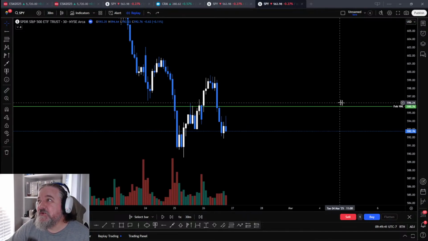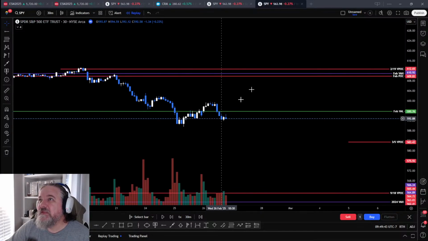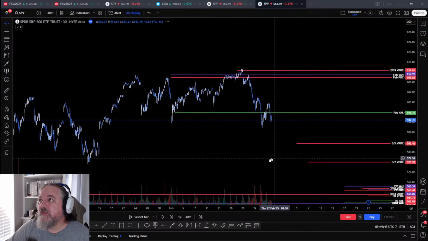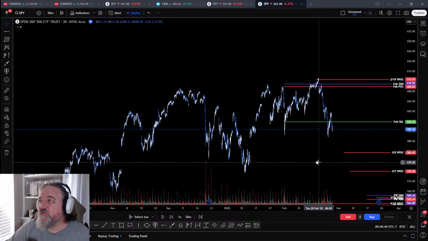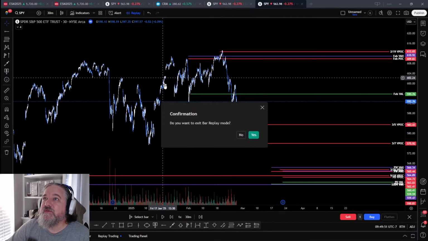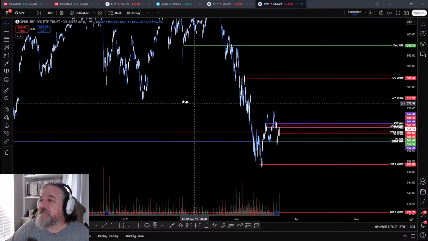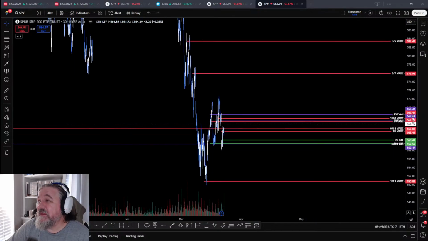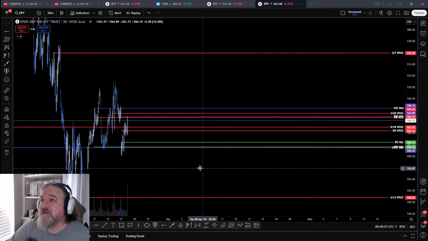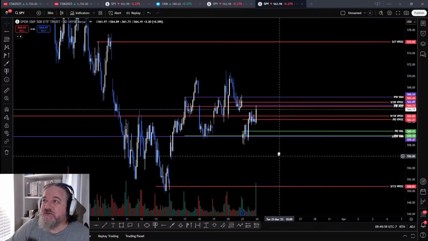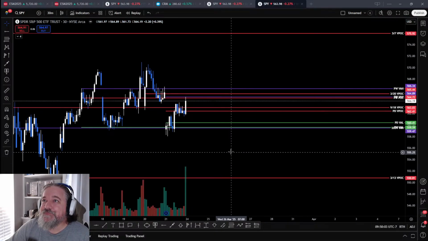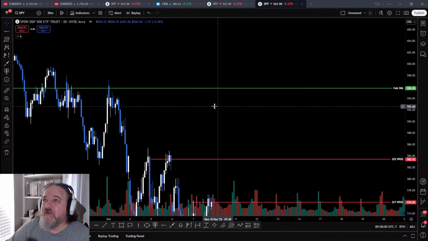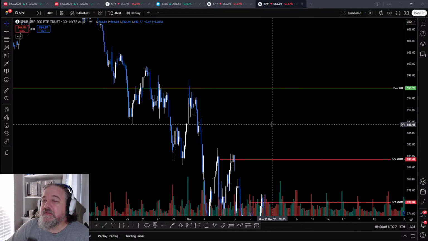You don't need to use, like, we've been drawing levels based on our yearly levels, monthly levels, weekly levels, and so on and so forth. You don't even have to do that if you don't want to. I trade that way, but you can literally just look at the chart and say, actually, let's go back to where we were.